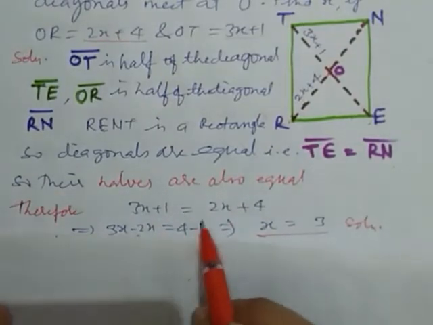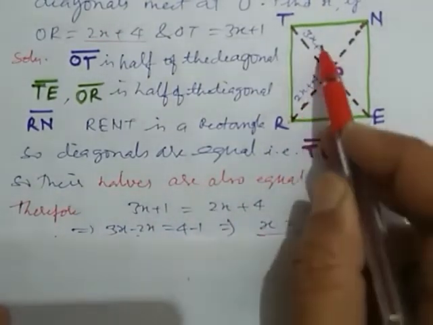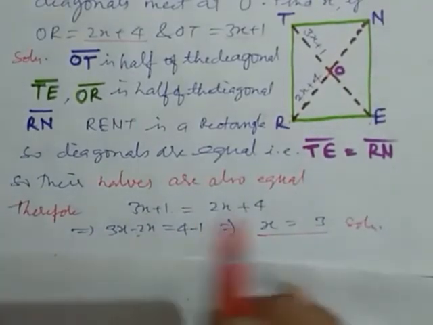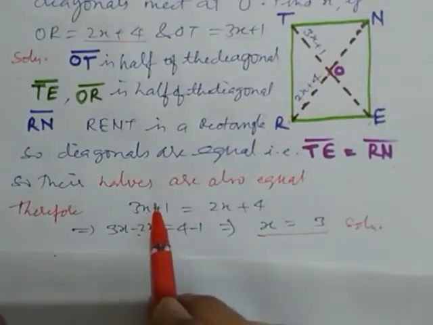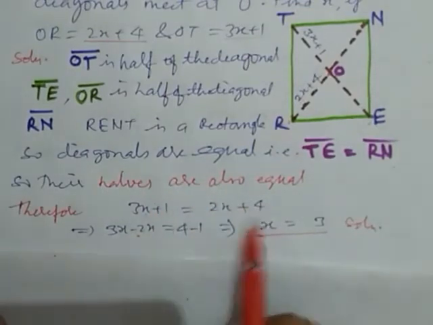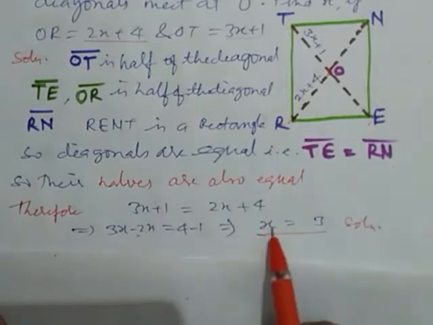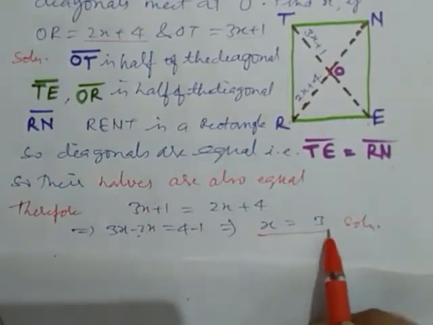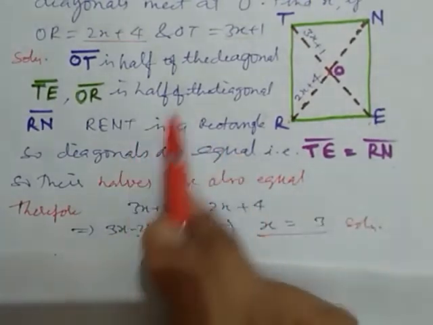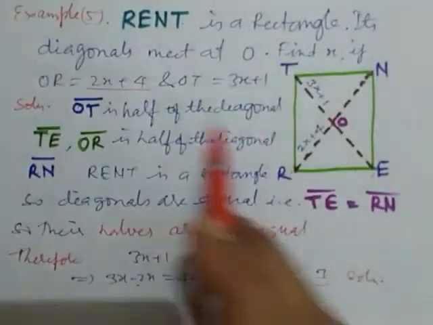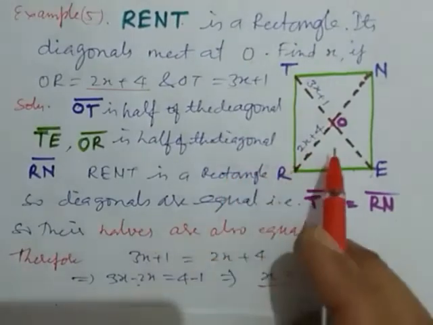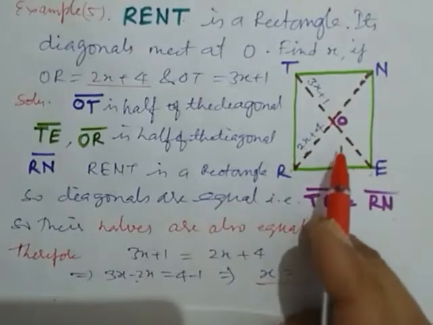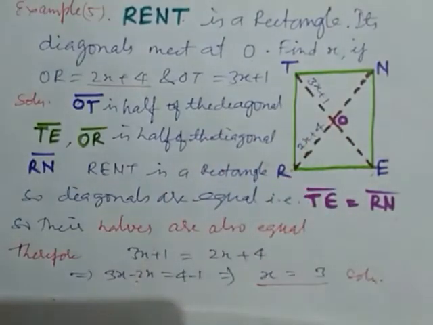3x plus 1 equals 2x plus 4. By solving this, transposing 2x to this side and 1 to the other side, 3x minus 2x gives x, and 4 minus 1 gives 3. So the value of x is 3. This way we can solve this example, and here we see how we can utilize the different characteristics of a rectangle. With the help of these things we can solve our exercise.